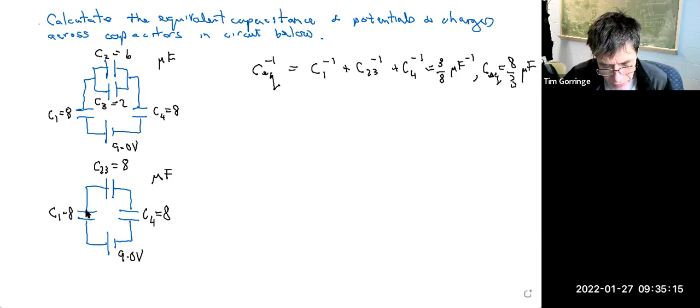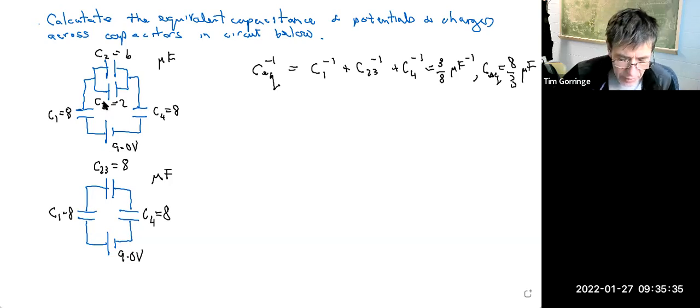Okay, so now let's go ahead and calculate the voltages across the 3 capacitors in this equivalent circuit here. So that's C1, C23, and C4. Once I've done that, I'll calculate the voltages across the other two individual capacitors, which are C2 and C3 upstairs here.